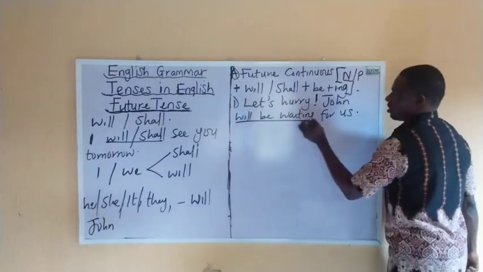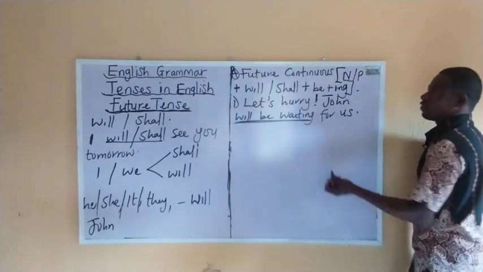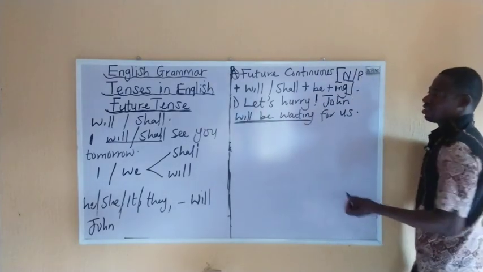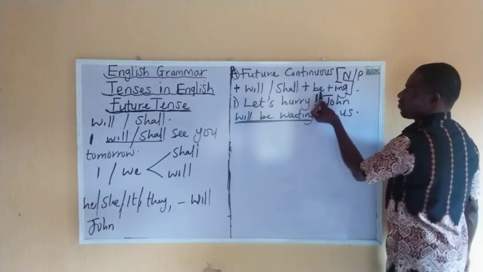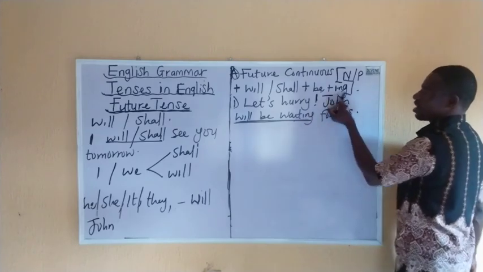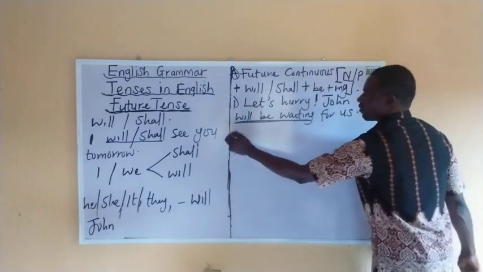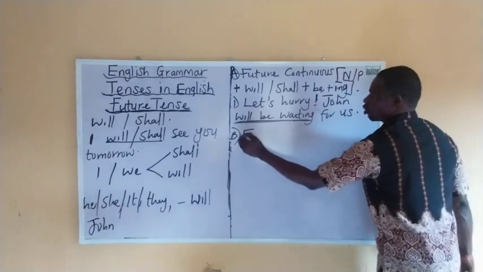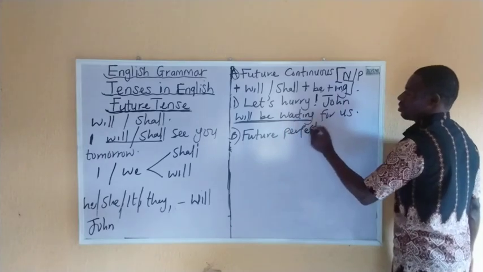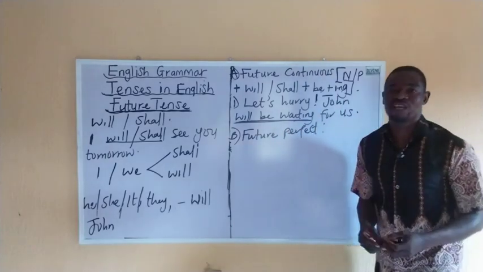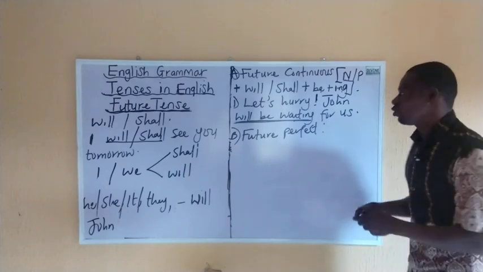Will be waiting shows the future continuous. Will here is from the structure will, be is from the verb be, and waiting is the ing form of the verb. Okay, fine. Then the next is the future perfect. The future perfect is used to show that an action will be concluded in the future.